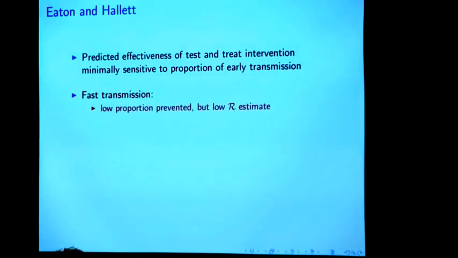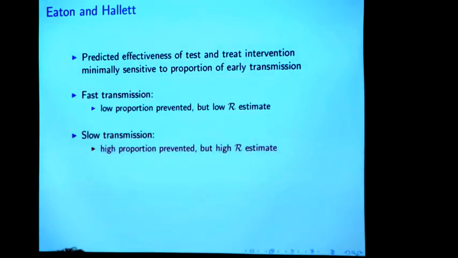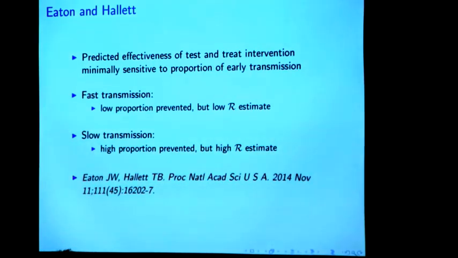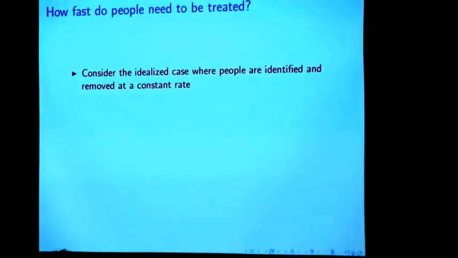And that's because if HIV transmission is intrinsically fast, then testing and treatment prevents a low proportion of transmission, but that's fine. And similarly, if it's intrinsically slow, R is very high, but testing and treatment, in theory, can be highly effective. And I started thinking, well, is there another way to think about that? Is there a simpler way to think about it? And what if instead of thinking about reducing transmission by a factor, which is the classic paradigm, what if we think about the idealized case where we're identifying and removing people with HIV at a constant rate, and what would that rate have to be?